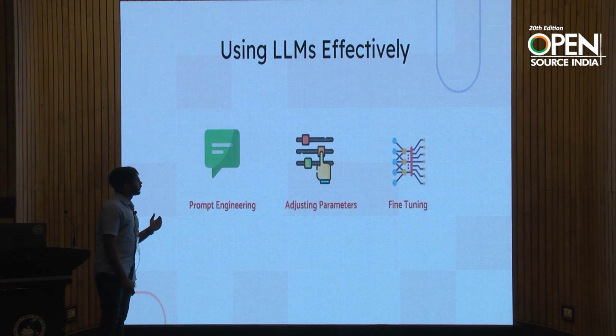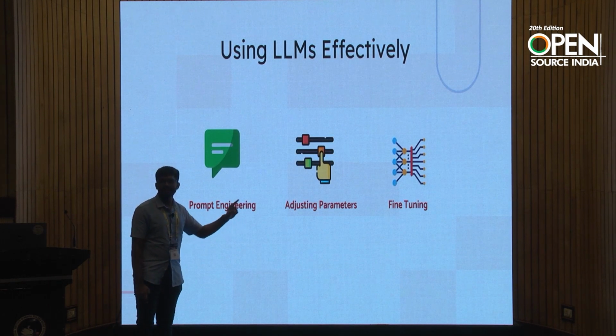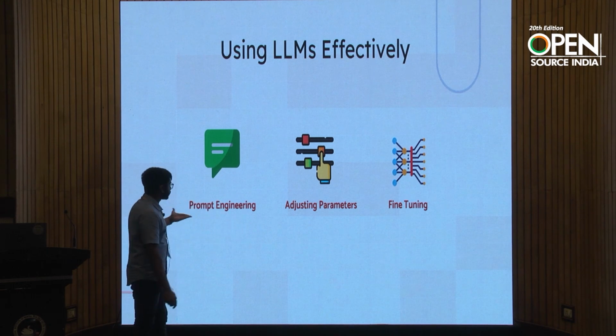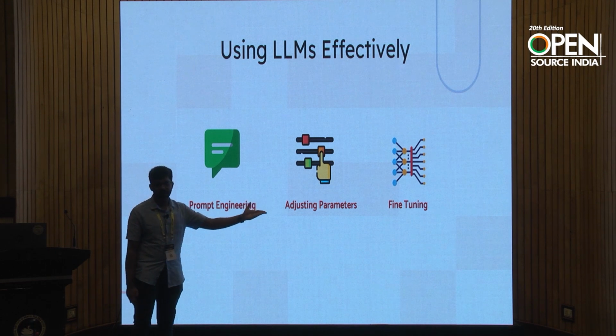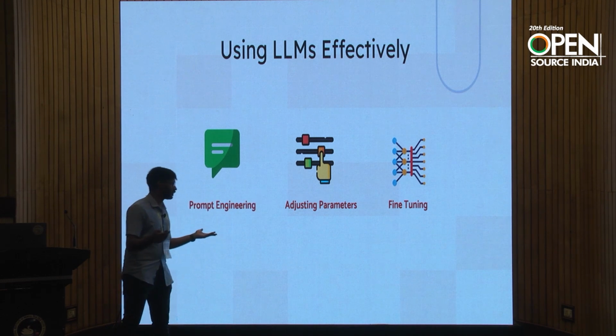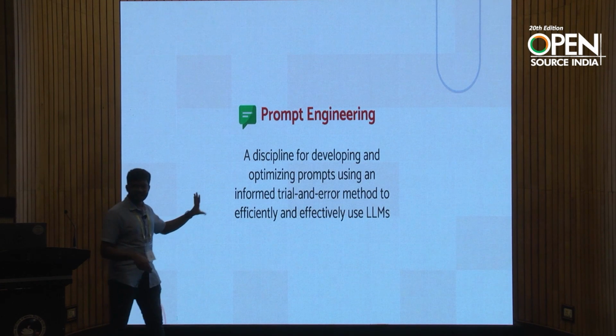Let's jump into it, right? There are 3 levels, and these levels are in terms of ascending difficulty and in some cases ascending cost, right? The first one is prompt engineering. Second one is adjusting parameters, and final one is fine tuning, which the prior speakers have touched on a little bit. So if you look at prompt engineering, this is the textbook definition, right?